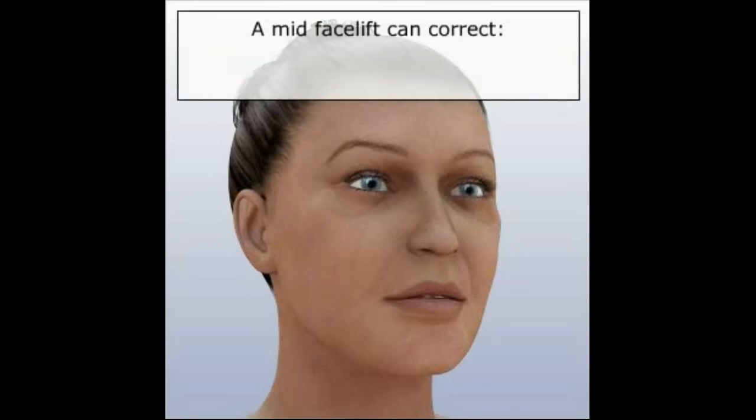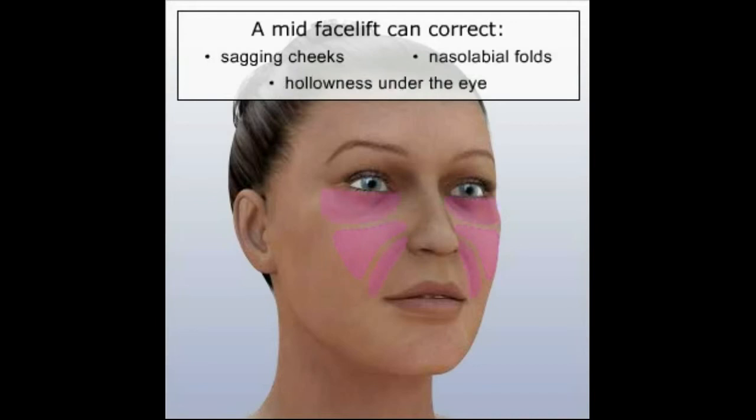However, changes to the middle region of the face can often occur earlier than changes to the lower face. These changes may include loss of volume and sagging of the cheeks, as well as the development of deep wrinkles and hollow areas below the lower eyelids. Often appropriate for individuals who have not yet experienced sagging in the lower face, a mid-facelift can help to reduce these signs of aging, restoring a firmer, more youthful appearance.